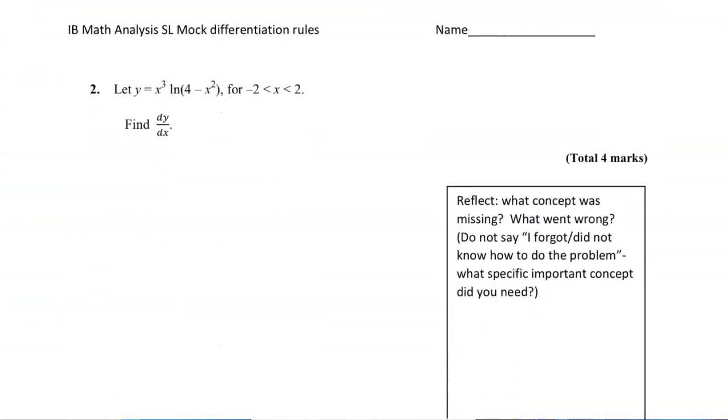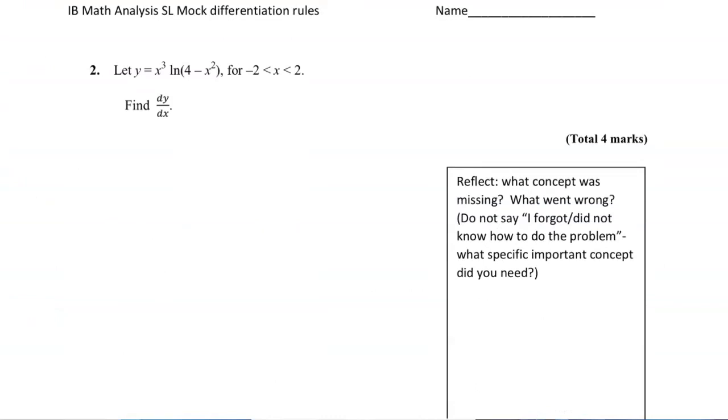Okay, number 2. This time we have a function which is x cubed times natural log of 4 minus x squared, and then they give us a domain which is between -2 and 2. We can talk about this domain a little bit later, but it's not really important to doing the derivative. We're going to find the derivative because find dy dx means find the derivative.